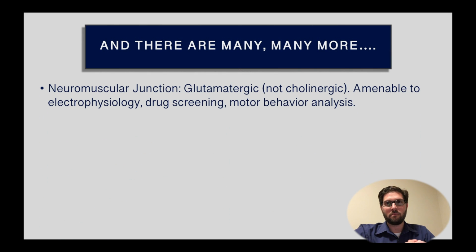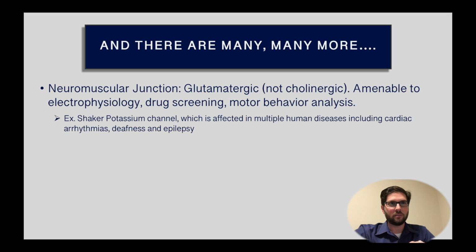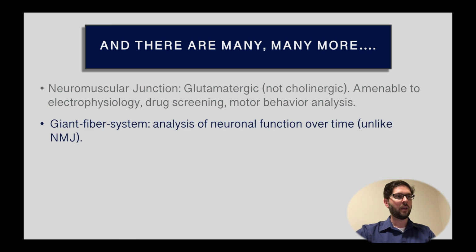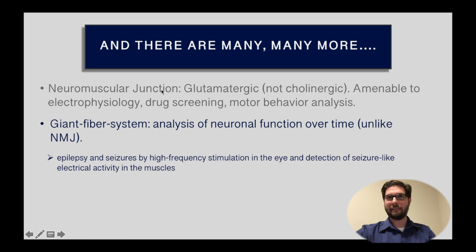And there are many, many, many more ways of utilizing Drosophila. The neuromuscular junction is one such model. The NMJ in flies is glutamatergic, not cholinergic like it is in mammals. It's also amenable to electrophysiology, the same kind of drug and behavioral screening that I just showed you. An example of using the NMJ to identify disease relevant human biology comes from the Shaker potassium channel. This is affected in many human diseases, including cardiac arrhythmias, deafness, and epilepsy. And this was first discovered in Drosophila.